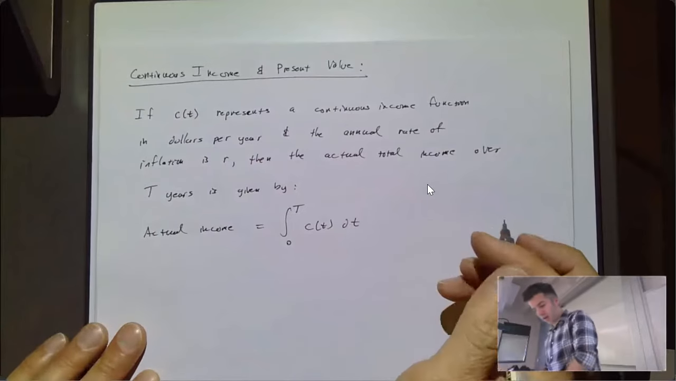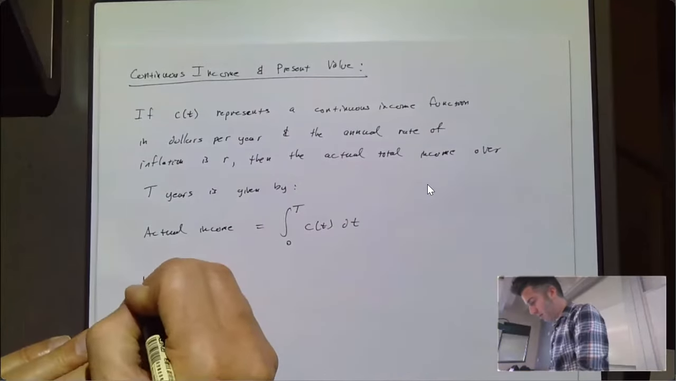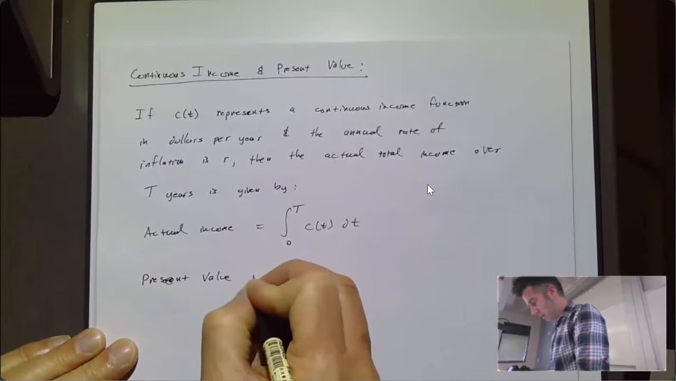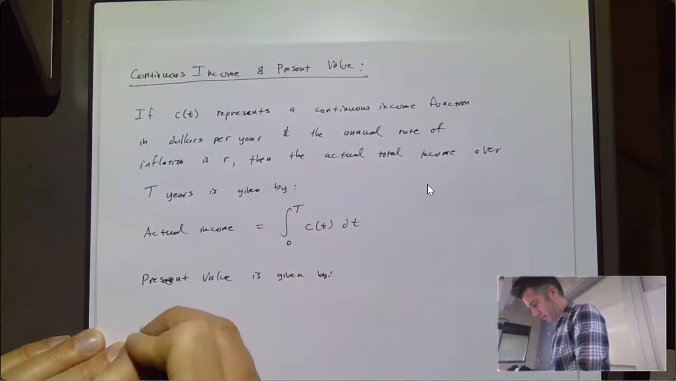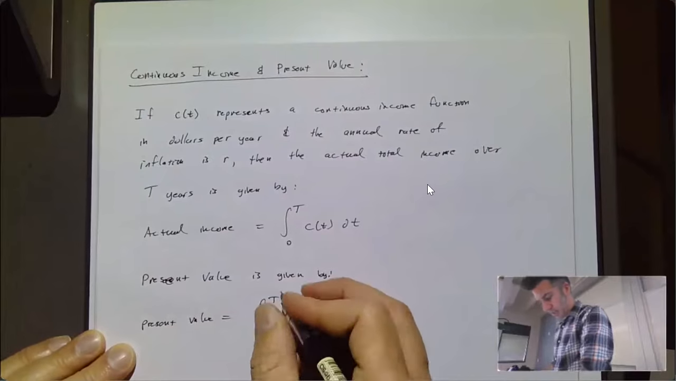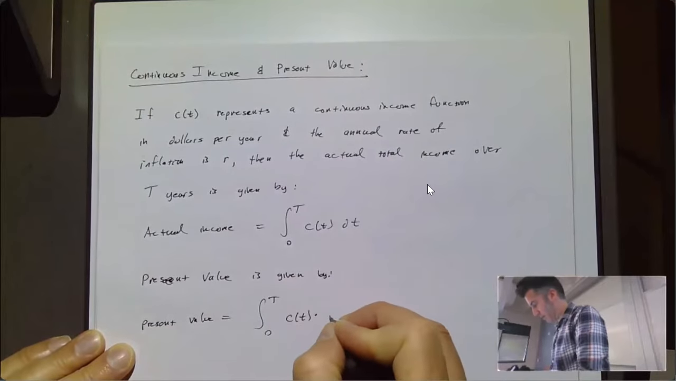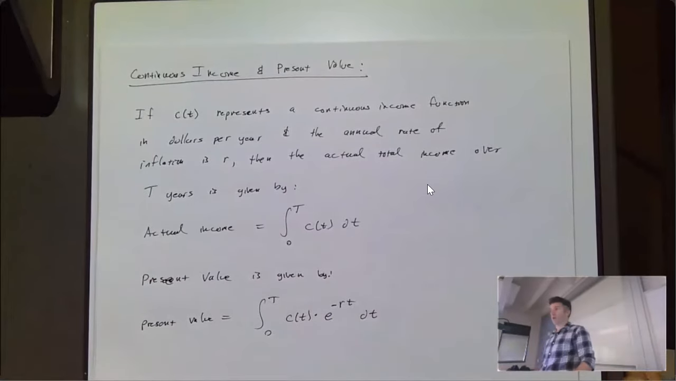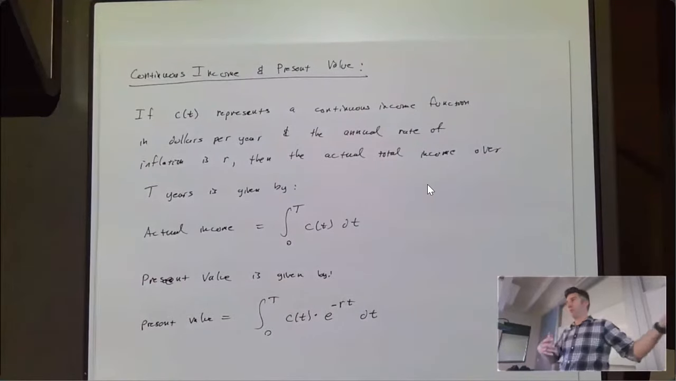That's the easy part. And then the present value is given by the integral from 0 to T of your continuous income function times e to the negative RT dt, which certainly makes the integral harder to calculate. Present value is always one of those things that feels a little bit weird. If you think about how much income you would have made over the years, it's what you would have to invest now at the current inflation rate to have that much money over that period of time.